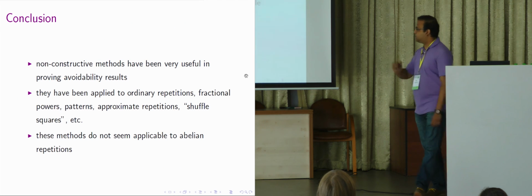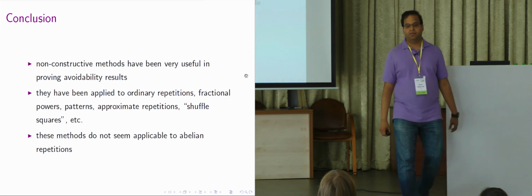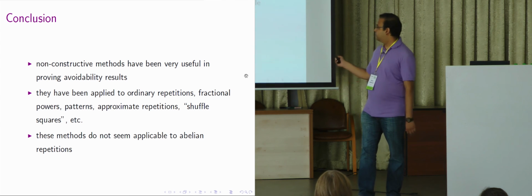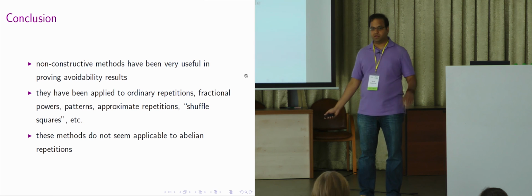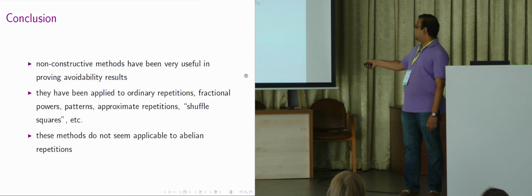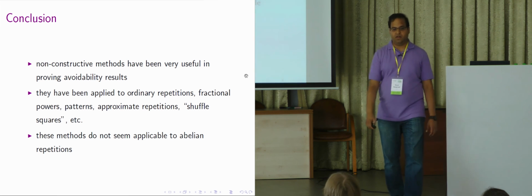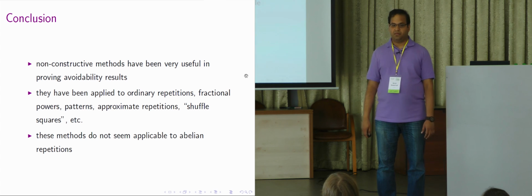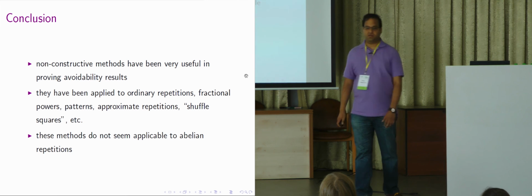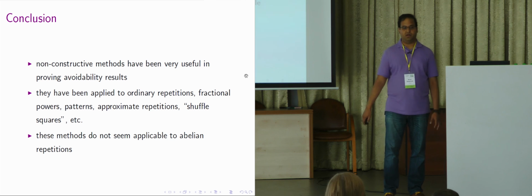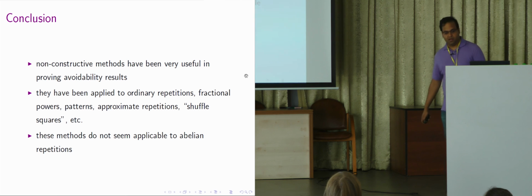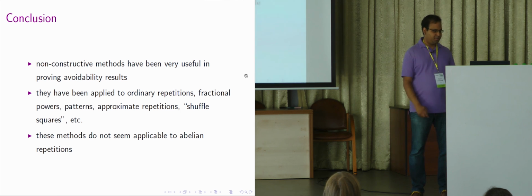So, these non-constructive results are very useful for many things. They've been used to prove things about ordinary repetitions, patterns, approximate repetitions, and so on. For some reason, they do not seem to work for any kind of abelian repetitions. People have tried very hard, but it seems it doesn't work for any kind of abelian repetition. So there's some kind of limitation to these methods, but nevertheless they are very useful.